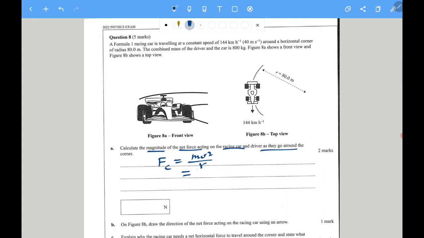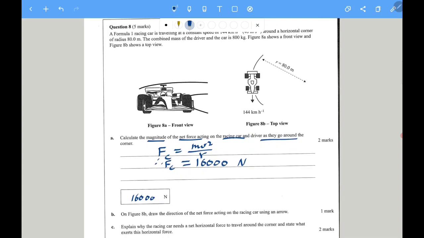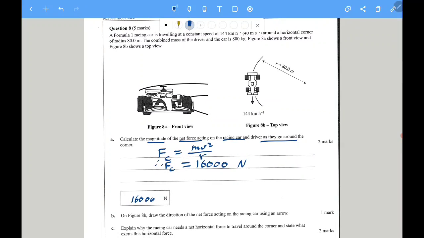Right. Have no clue why they gave the speed in kilometers per hour. They already gave us the value in meters per second anyway, so no clue why that's there. Alright, so let's move on.